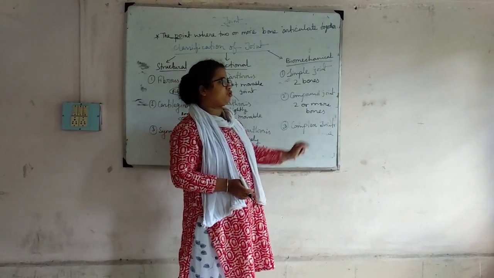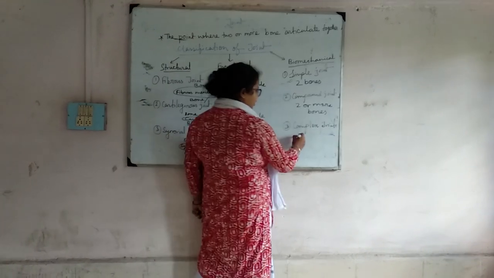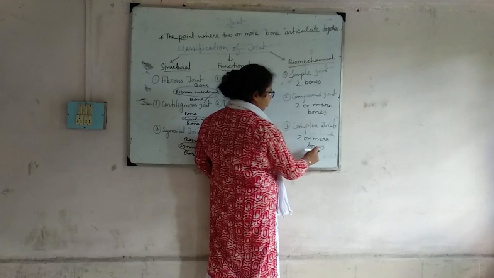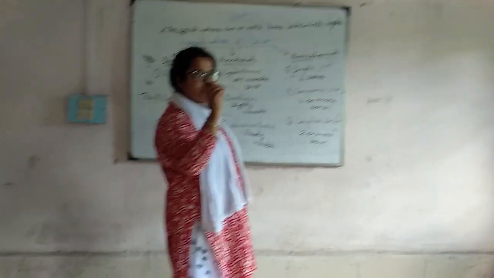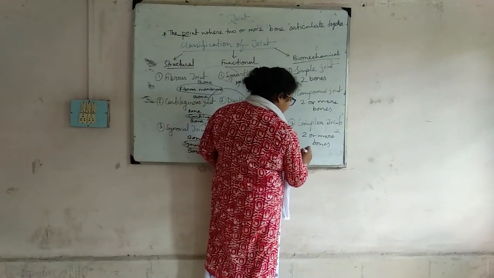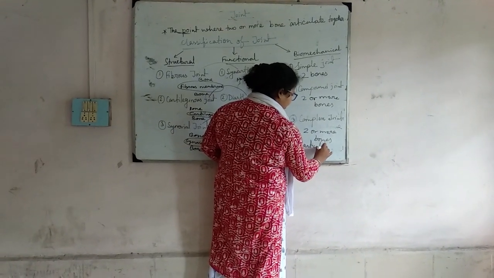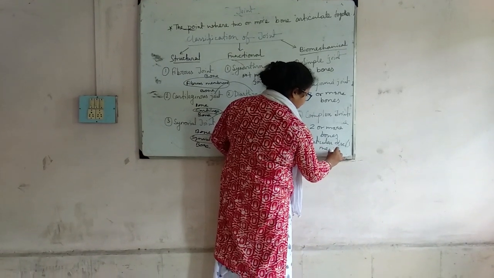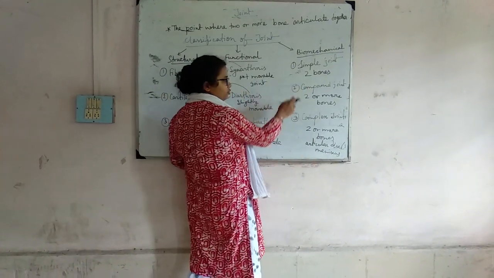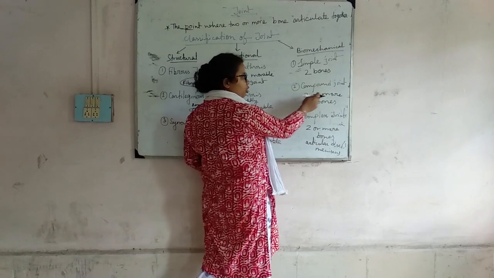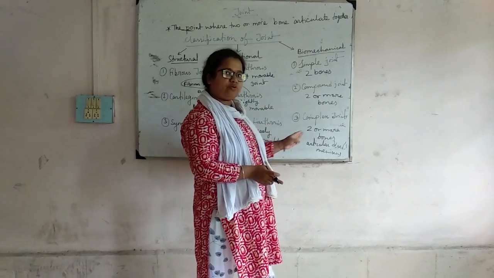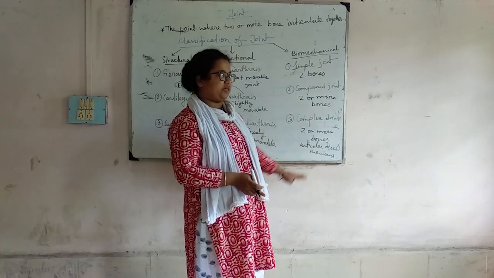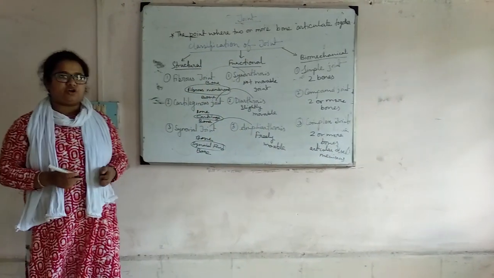The next one is complex joint. In this type of joint, two or more bones also articulate together, but there is a special structure, either an articular disc or meniscus. This is the difference between compound joint and complex joint. In a compound joint, two or more bones articulate. In a complex joint, two or more bones articulate along with an articular disc or meniscus. This is the overall classification of joints.